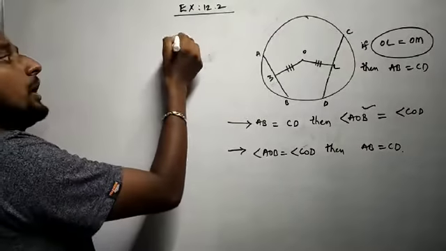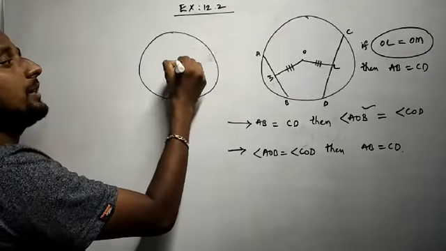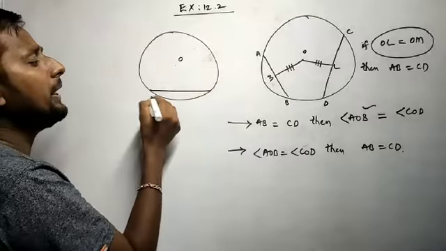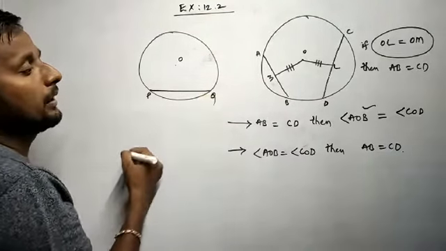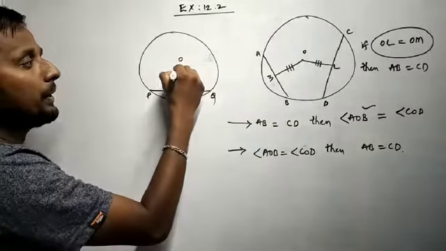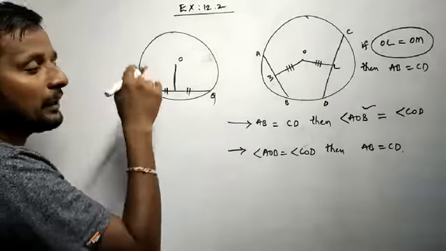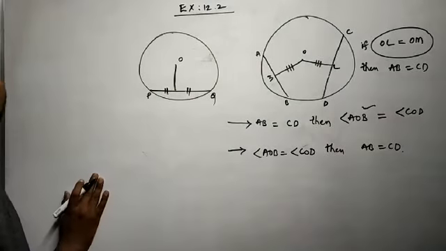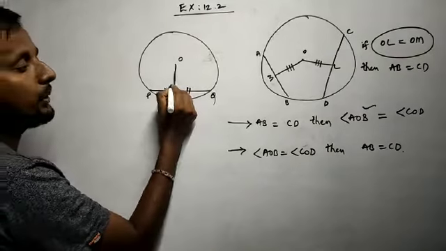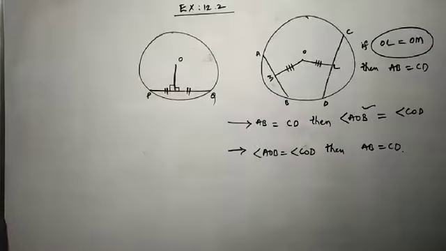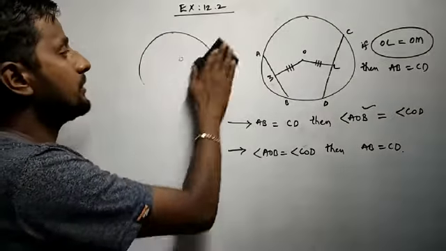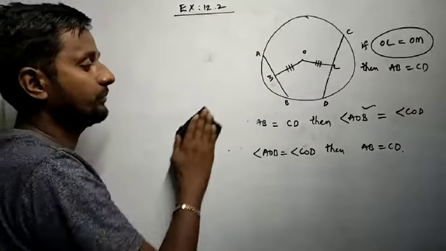And next, if you take a circle with center O and any chord, and you draw a perpendicular from the center to the chord, then the perpendicular divides the chord into two equal parts and also makes an angle of 90 degrees. Then we'll start exercise 12.2.